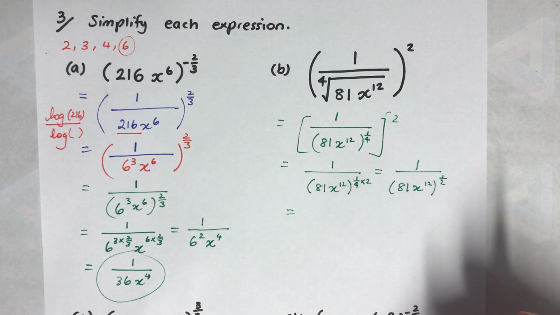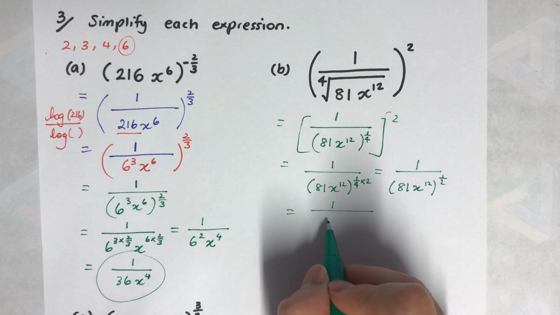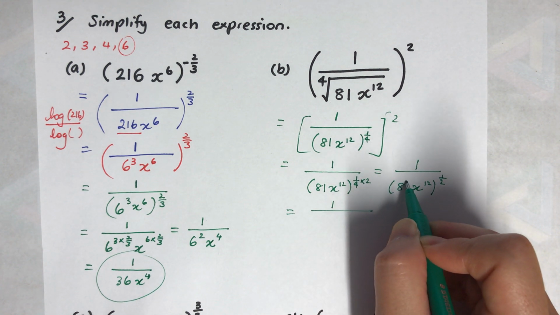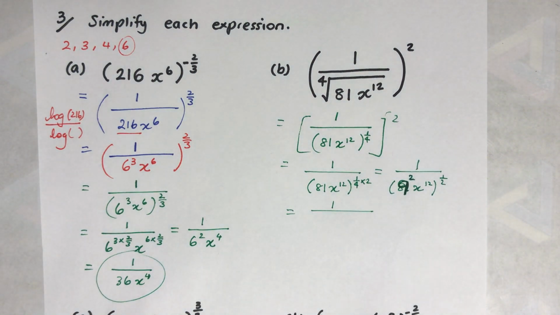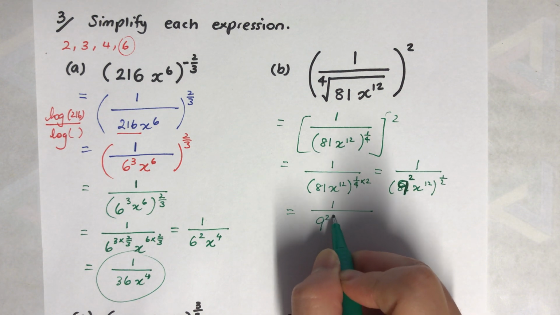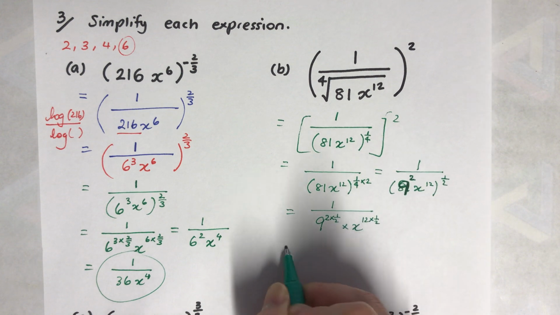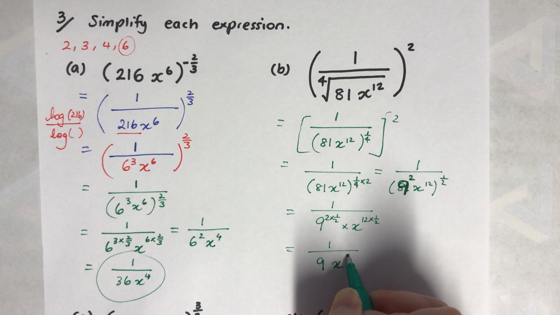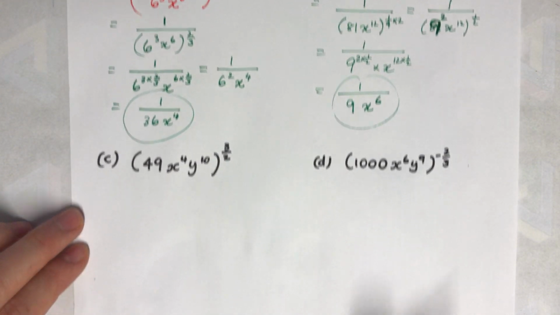So 81 is 9 times 9, obviously, but it's a square, so you could actually do 9 squared here already. Let's do that, 9 squared. Because 81 is 9 squared, it's a square number, easy. Now you times it, 9, 2 times half, x, 12 times half. I will get 9 here, x to the power of 6, half of 12. So that's my answer. Okay. Next one.